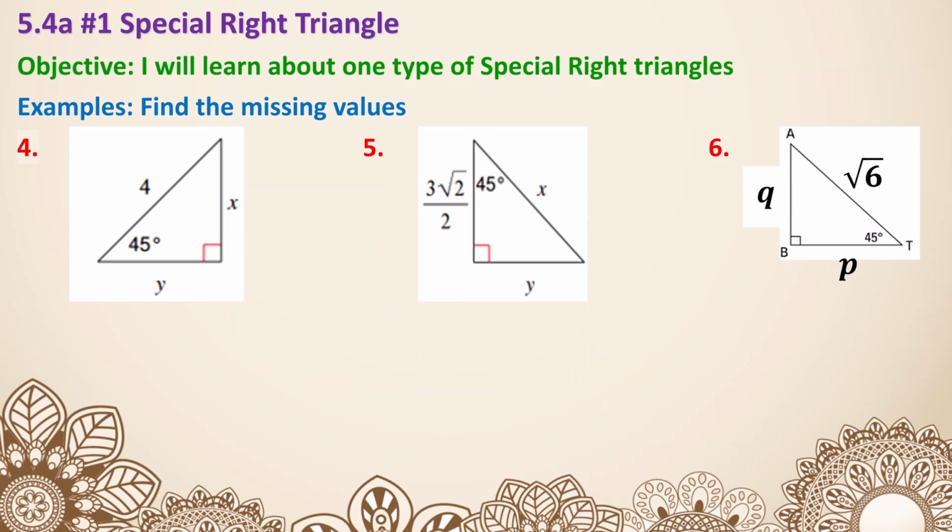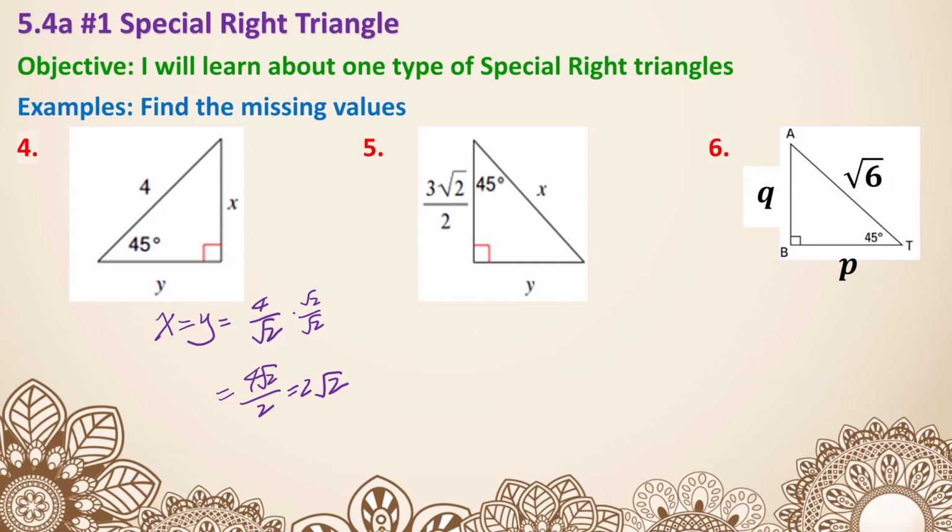Moving on, 4, you're given the hypotenuse again, so x and y are going to be the same, and they're both going to be 4 divided by square root of 2. Let's multiply the top and the bottom by square root of 2. We get 4 square root of 2 over 2, which simplifies to 2 square root of 2.